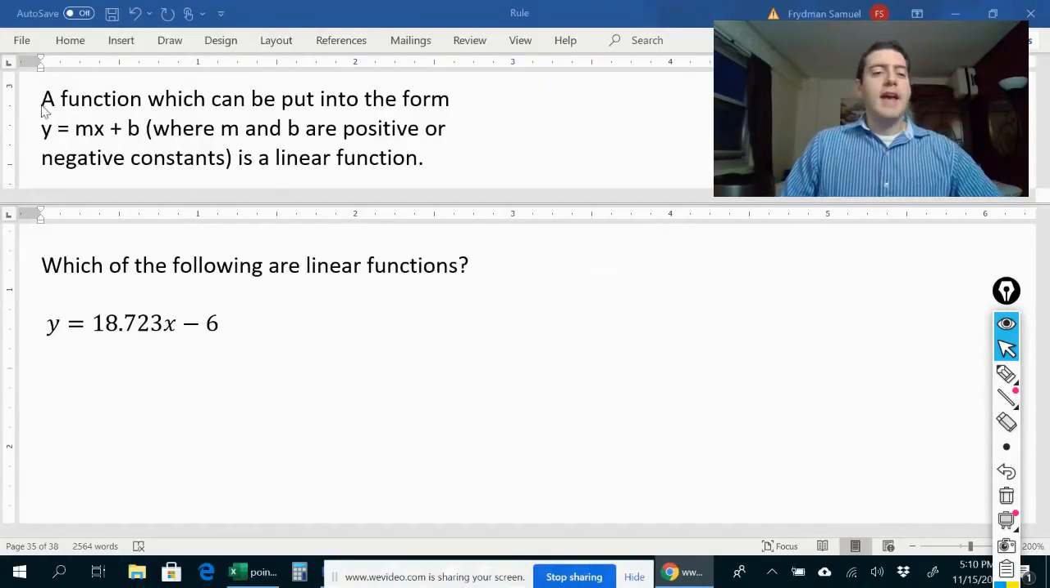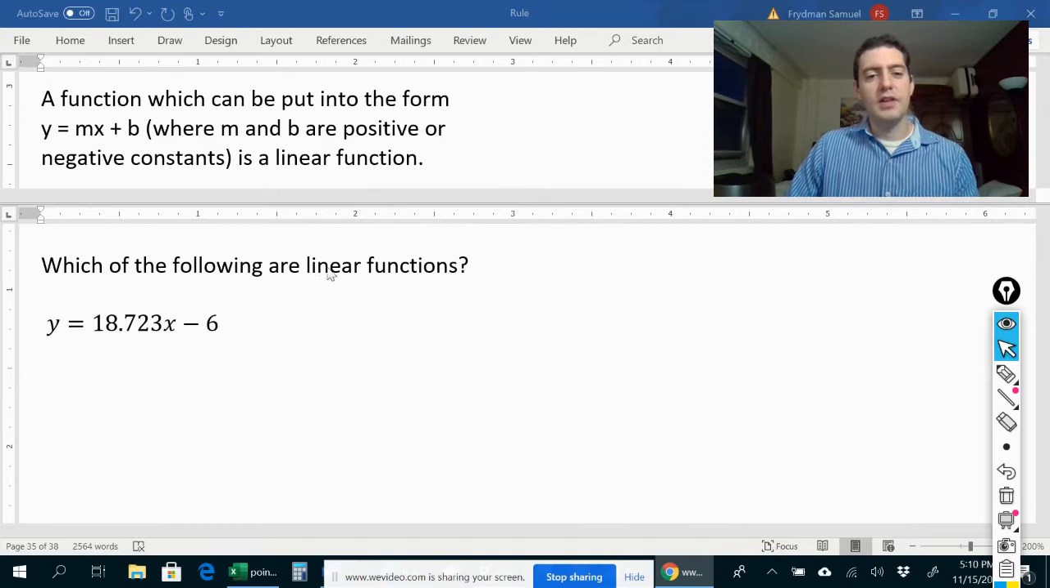Hi, everybody. A function which can be put into the form y equals mx plus b, where m and b are positive or negative constants, is a linear function. A constant basically just means a number as opposed to a variable. So if we can get an equation into this form, then it is a linear function. Let's just work through some examples and then that'll all make more sense.